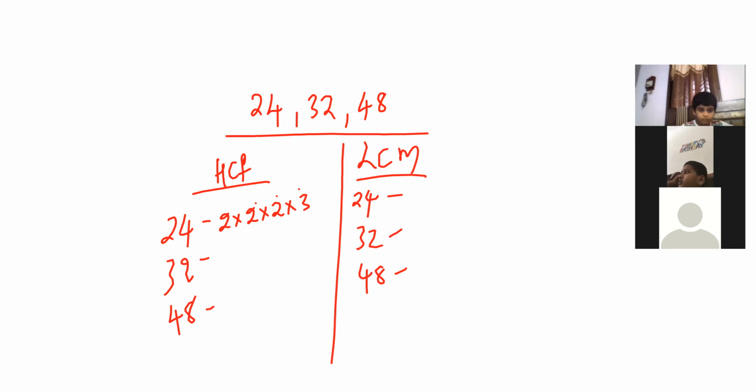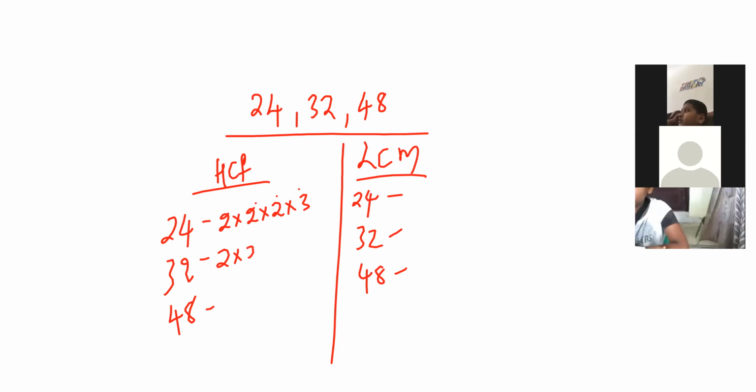For 32: 2 into 2 into 2 into 2 into 2. 2 twos are 4, 4 twos are 8, 8 twos are 16, 16 twos are 32. Next, let us find out the factors for 48. 2 24s are, 2 12s are, 2 6s are, 2 3s are. 2 twos are 4, 4 twos are 8, 8 twos are 16, 16 threes are 48. So the prime factors we got are these.